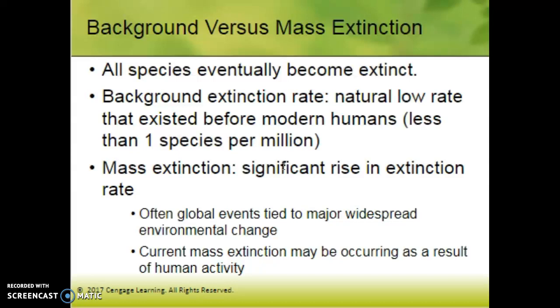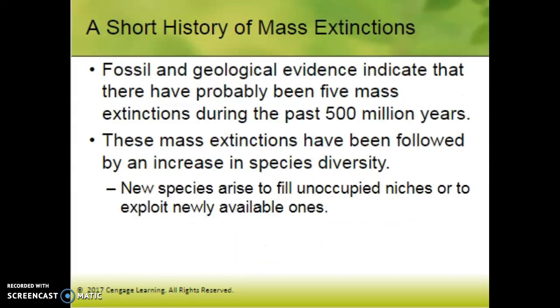The current mass extinction, we're currently in the 6th mass extinction. We're going to talk through some of those on the next slide. But the current mass extinction is, there's pretty strong evidence that we're causing it. We're changing the climate, we're polluting, we're doing things that are messing with a lot of species. Fossil and geological evidence show there have been 5 mass extinctions during the past 500 million years. That's way older than humans.